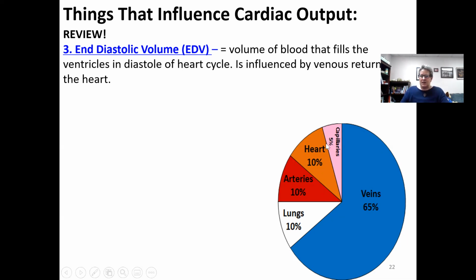And I've got a little pie chart here that shows you rough approximations of where blood is in your body. And most people think it's in your arteries, and it isn't. Most of the blood at any point in time resides in your veins. So getting venous blood back to the heart affects how much blood can be in the heart. And so venous return is important. If venous return is impeded, then less blood can fill the ventricles. If venous return is improved or good, more blood can fill the ventricles.